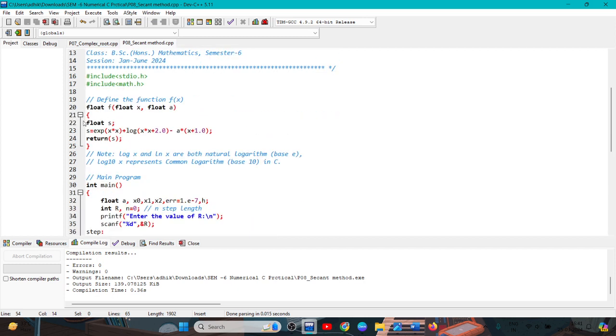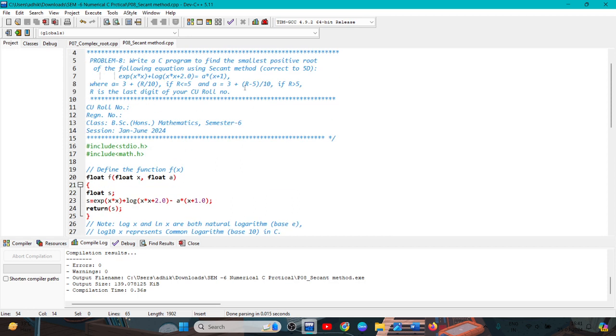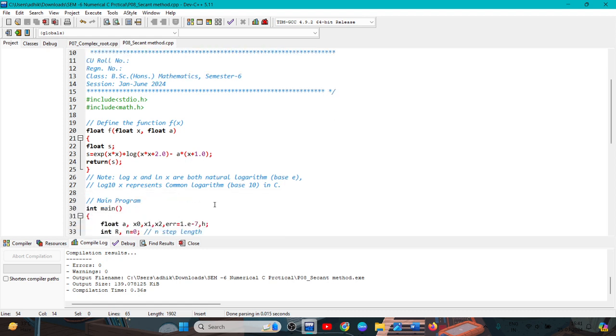First, define the function float f, the arguments are float x and float a. So this function is equal to exponential x square plus log to the base e of x square plus 2, minus the right hand side, so that f(x) equals 0. So I convert this: minus a into (x plus 1).